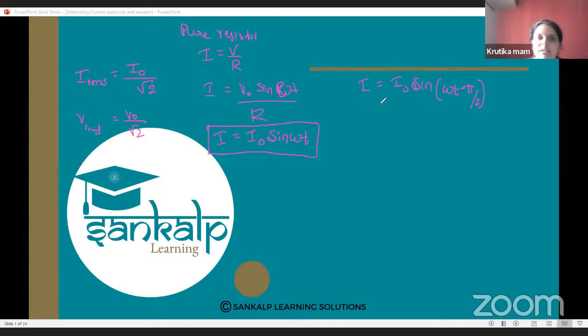But the voltage expression comes the same in both: V is equal to V naught sine omega t. But the current expression, we will get it as this one. Okay, so copy down.